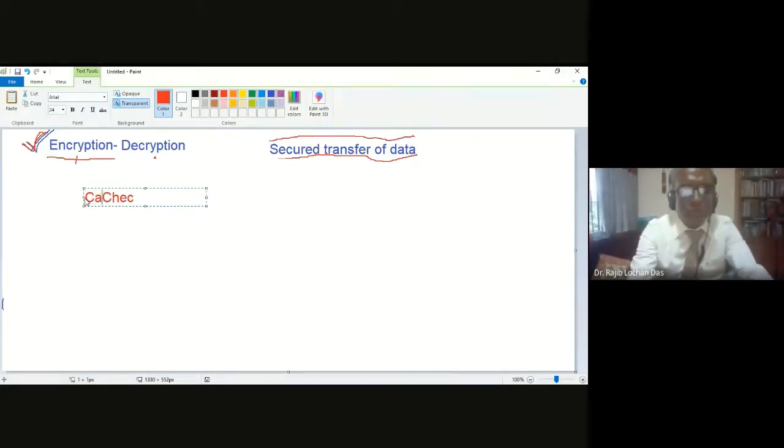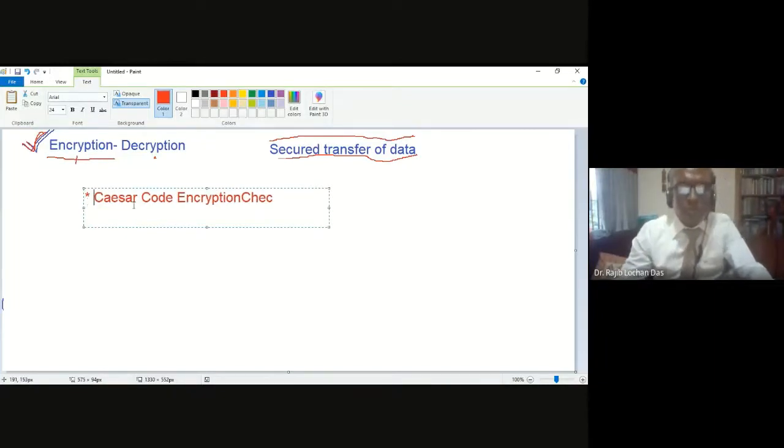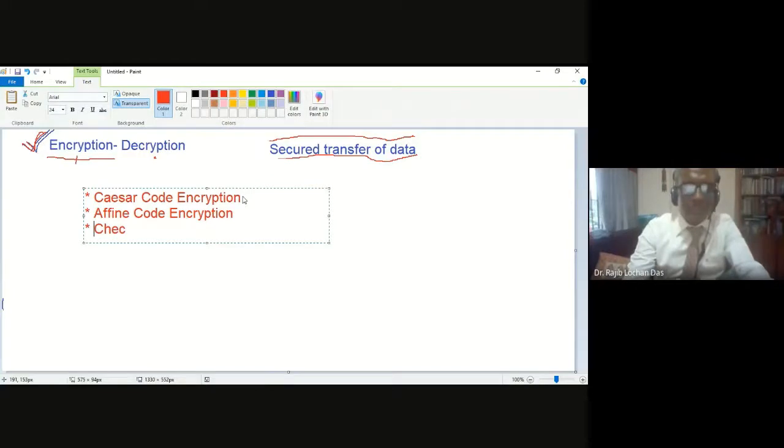So let me write Caesar code encryption. Okay, Caesar. We will talk about Caesar code encryption. This is one thing we will talk about, and then we will talk about affine code encryption. Okay, and we will also talk about check digit, for something like ISBN or UPC or bank card. So these are the examples we will do.